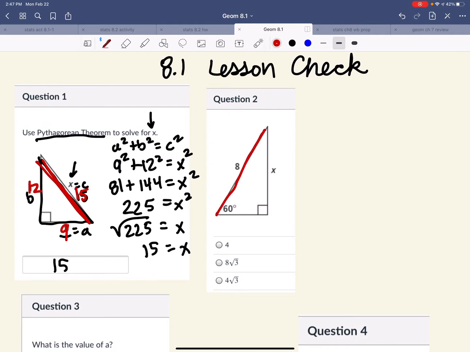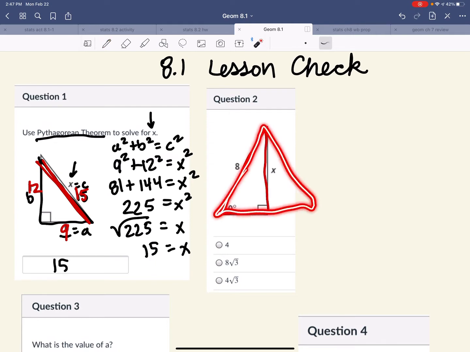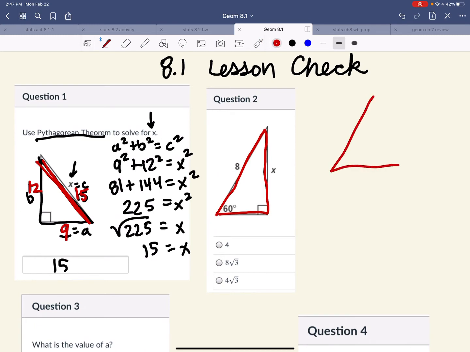Okay, our next question, you're saying, oh, that's a special triangle, right? Because it was an equilateral triangle cut in half. So we can look back in our notes and we notice that it was an equilateral triangle. And so when you drop this altitude, notice this got cut in half. So that would be 4, right?